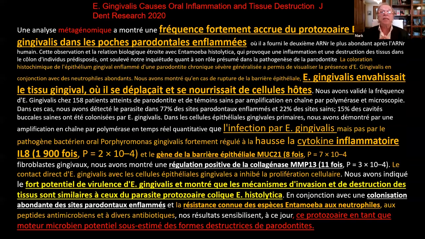So it is important to understand that protozoa are really present during this periodontal inflammation, and Entamoeba gingivalis is nourishing from the host, and this is an infection with higher inflammatory cytokines, and also breaking the epithelial wall, invading the epithelial wall and destroying the tissue, just similar to Entamoeba histolytica. So this protozoan is a potential motor of destructive periodontitis. So it has to be taken into account in the pathogenicity of periodontal disease.